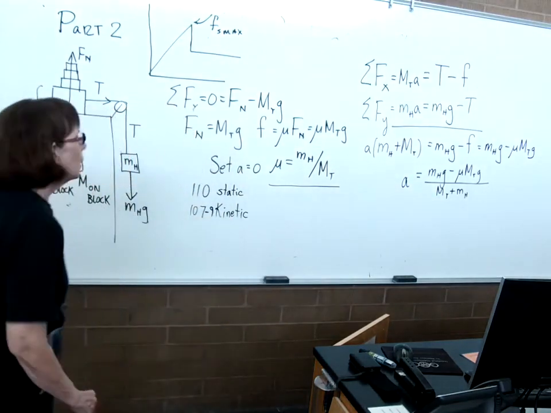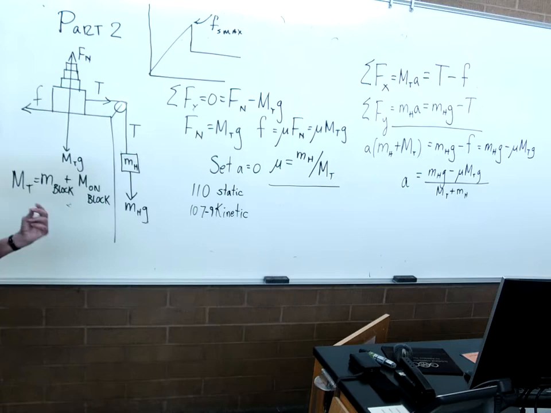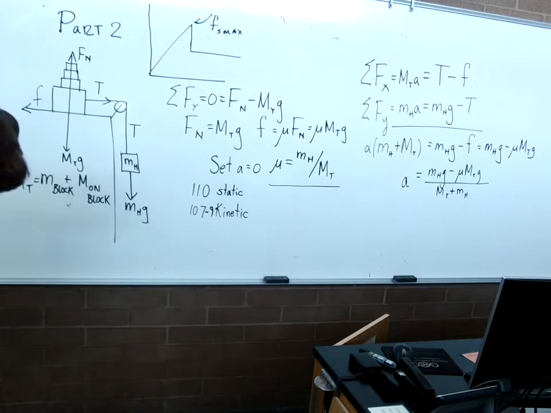Okay, we're going to look at the physics of part 2. So in this case, we have a connected body situation, and we're making an assumption we know is not true, that the tension on the horizontal is the same as on the vertical. But for the beginning physics, we make that assumption.